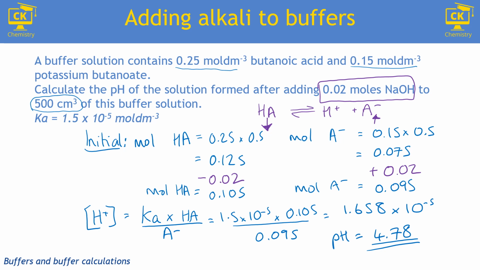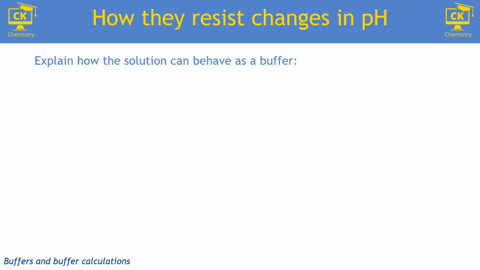So that just leaves us with our very last thing to explain with buffers, which is actually properly explaining why they are able to do what they do. So we could use Le Chatelier's principle. We could look at the fact that, of course, we have an equilibrium. If we add acid, the equilibrium shifts to the left to remove some of the excess H+. And if we add alkali, the equilibrium will shift to the right to make more H+. It's okay. It's not very mathematically rigorous.